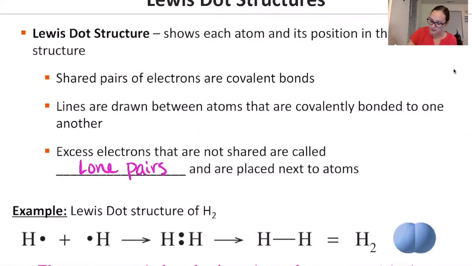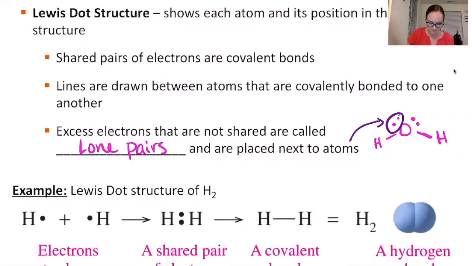So for example, if we have water, we have 2 lone pairs in a water molecule. So that's what they would look like.